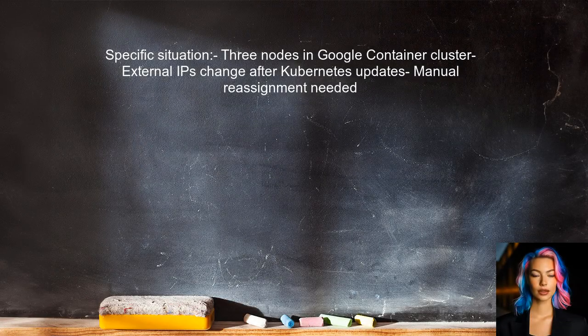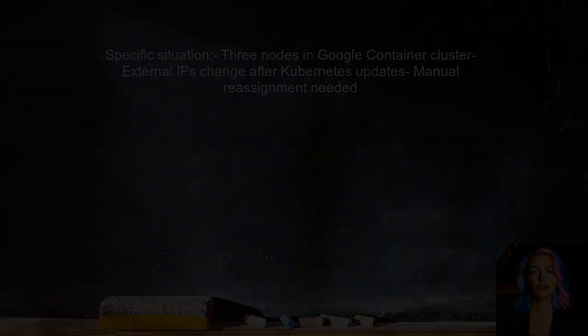Many users have faced this same challenge. Let's take a closer look at the specific situation. One user mentioned having 3 nodes in their Google container cluster. They noticed that every time they performed a Kubernetes update through the web interface, their external IPs would change. Sound familiar? Let's find a solution together.